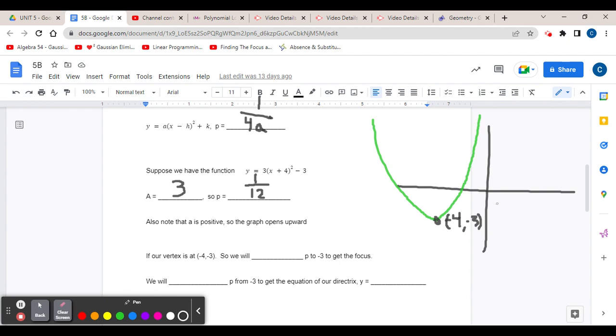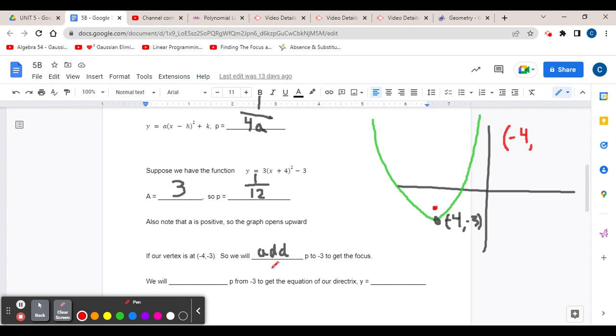So the focus is going to be up here, right? It's going to be up from -3. So what we're going to do is we will add p to -3 to get the focus. Okay, so the focus is going to be a point right in here. Let's do that in red. Now, the focus is still going to be on our axis of symmetry. So the x value of our focus is still going to be -4.